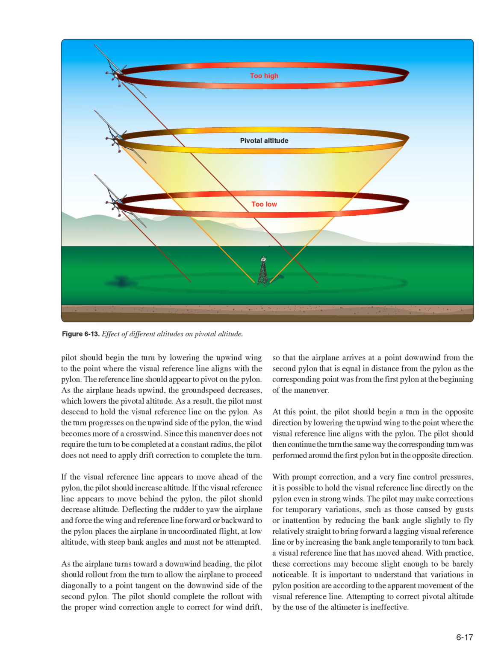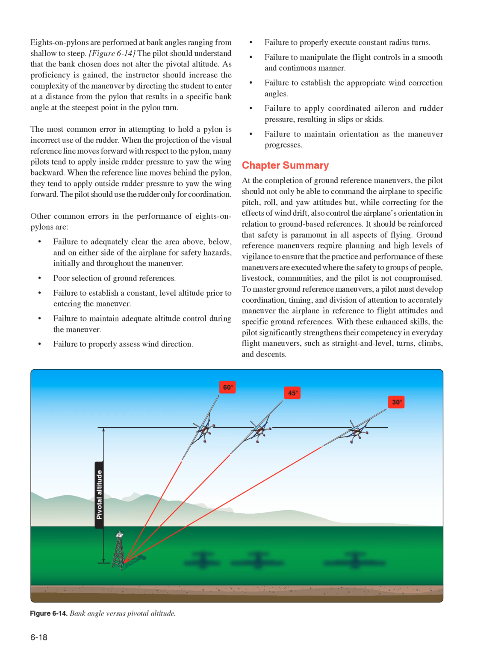It is important to understand that variations in pylon position are according to the apparent movement of the visual reference line. Attempting to correct pivotal altitude by the use of the altimeter is ineffective. Eights on pylons are performed at bank angles ranging from shallow to steep. Figure 6.14. The pilot should understand that the bank chosen does not alter the pivotal altitude. As proficiency is gained, the instructor should increase the complexity of the maneuver by directing the student to enter at a distance from the pylon that results in a specific bank angle at the steepest point in the pylon turn.